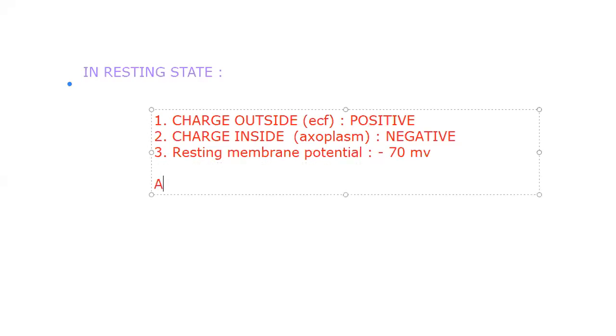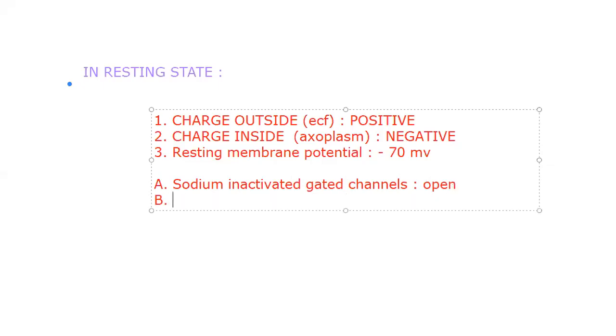Next, the additional part. This is up to NEET. That means the topics we learned here are up to NEET. Now you need to learn the new things given in the state textbook, which is about the sodium inactivation gate, sodium activation gates, and potassium voltage gated channels. Sodium inactivation gated channels are open. Then next, sodium activation gated channels are closed.